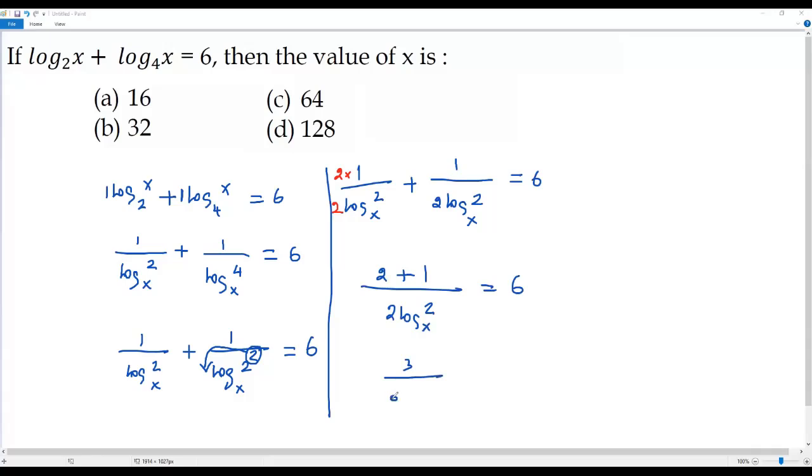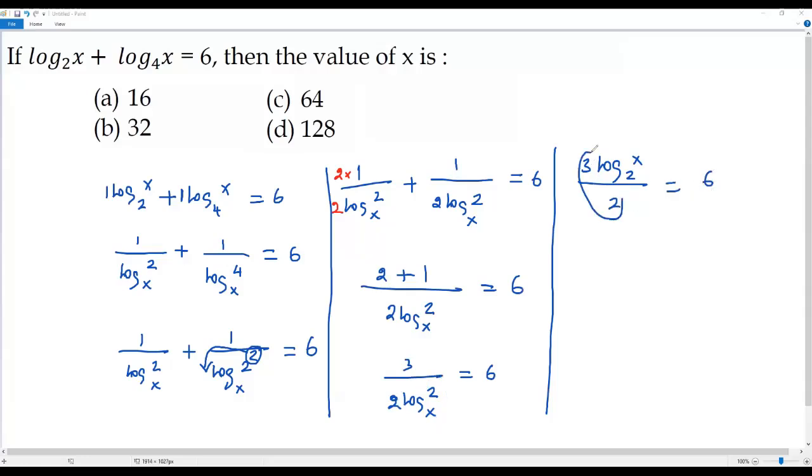3 over 2 log 2 to the base x equals 6. Now I'm going to move this log 2 to the base x to the numerator. When I move it to the numerator, I have to switch the base and argument. Then in my next step, I'll be getting 3 times log x to the base 2, over 2, because we have 2 left in the denominator. I have moved only log 2 to the base x to the numerator, equals 6.